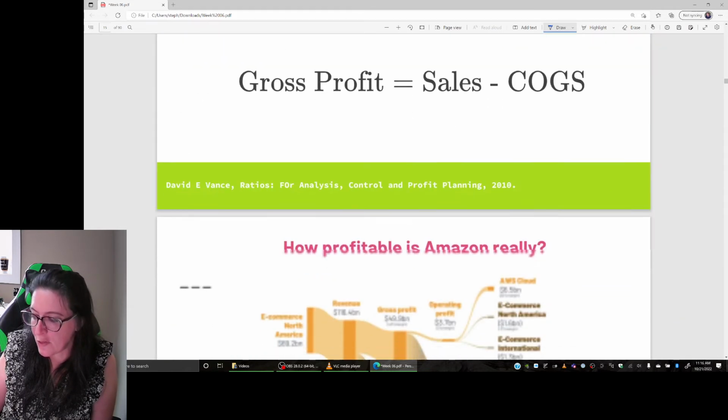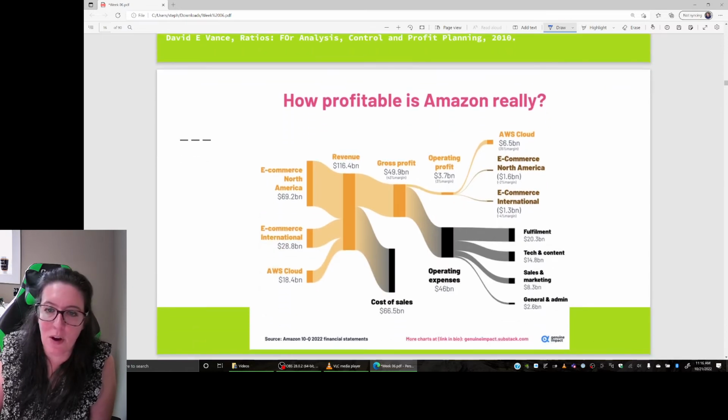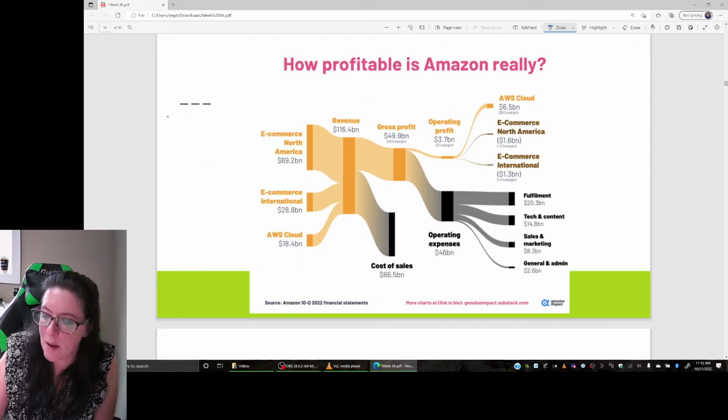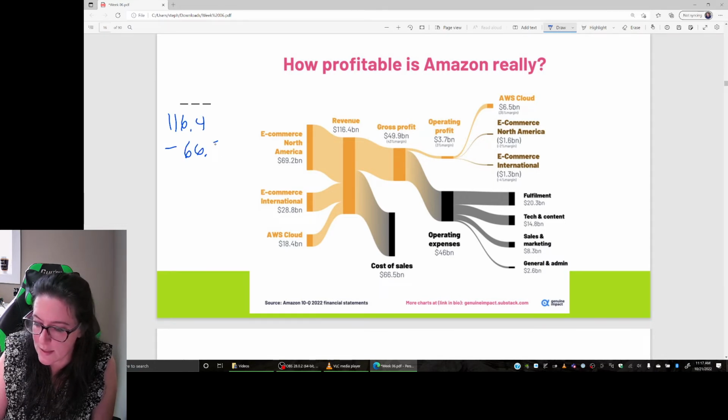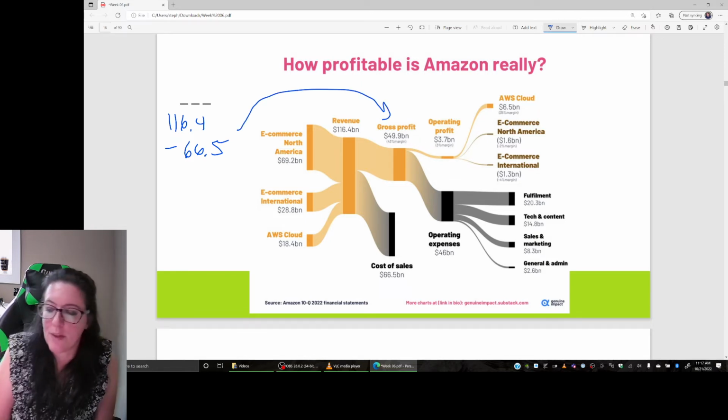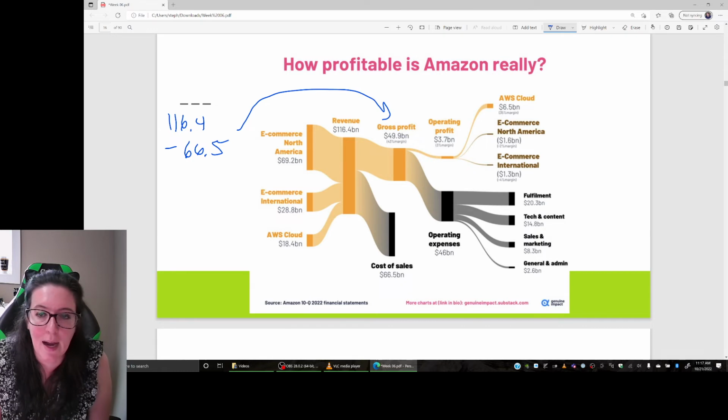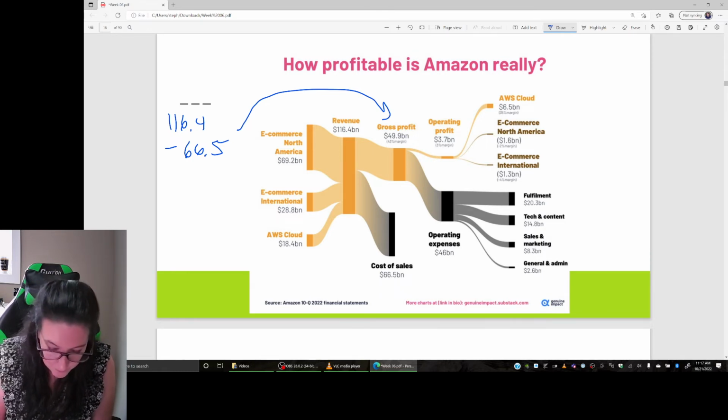We can add in a third comparator here. Here's Amazon. So Amazon has revenue of 116.4. Their cost of sales is 66.5. So you can see the gross profit calculation. We get 49.9 billion.